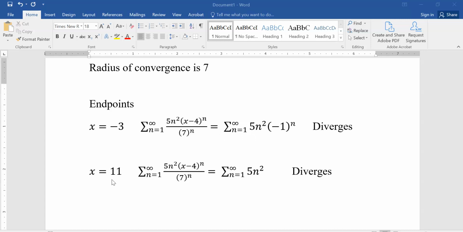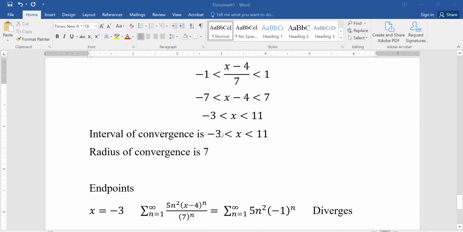If you plugged in 11, 11 minus 4 is 7, so you get 7 to the nth power divided by 7 to the nth power. 5n squared is what's remaining after the 7 to the nth powers cancel each other out. And in an infinite sum, this 5n squared never goes to 0, so this infinite series diverges. So these two endpoints both lead to series diverging, but still, the radius of convergence is 7. The interval of convergence is between -3 and 11.